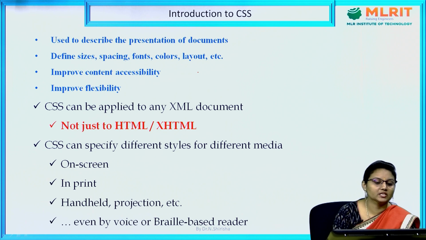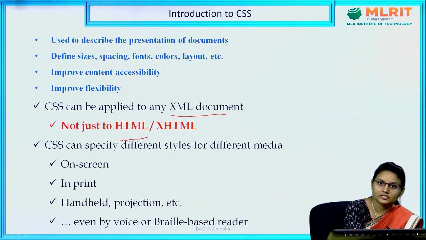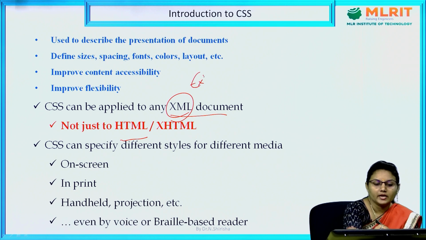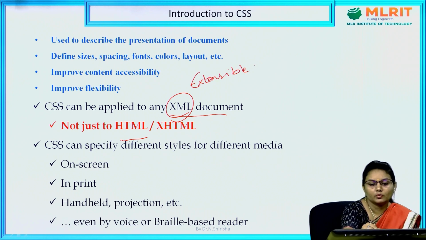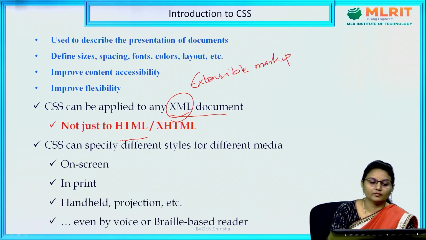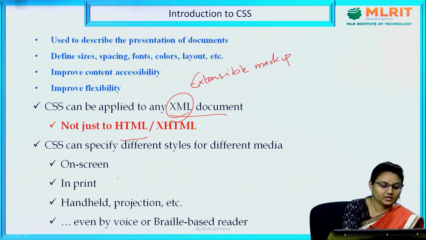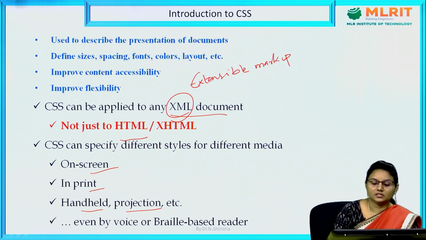CSS can be applied to any XML document also, not only HTML. XML is nothing but Extensible Markup Language. It is used for storing your data for the web pages, and it is also a markup language like HTML. HTML is used for presentation or designing of your web page, whereas XML is used for storing the data. CSS can specify different styles for different media: on screen, in print, handheld, projection. Wherever you need, you can apply CSS.